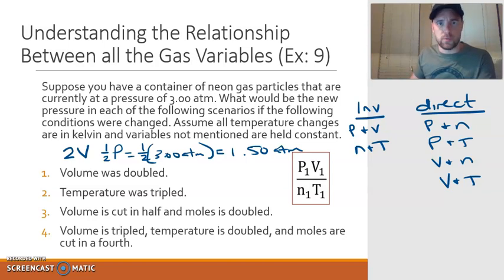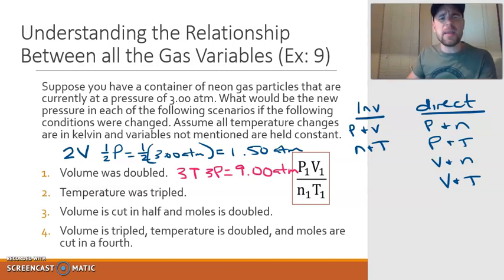Temperature was tripled. So I would write, and I'm going to do it up here, okay, temperature was tripled, 3T. What's the relationship between temperature and pressure? That's a direct relationship. So if temperature was tripled, that means pressure was also tripled. So if the original pressure was 3 atmospheres, 3 times 3 is 9. But I want to keep all my sig figs. Okay, I should have 3 sig figs, so it'd be 9.00 atmospheres.